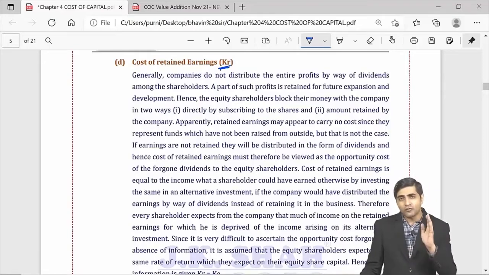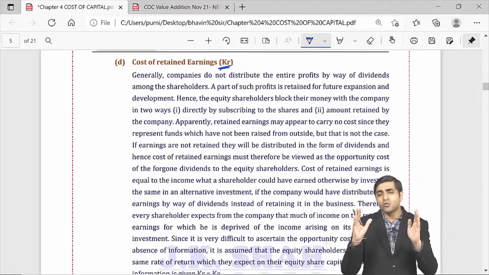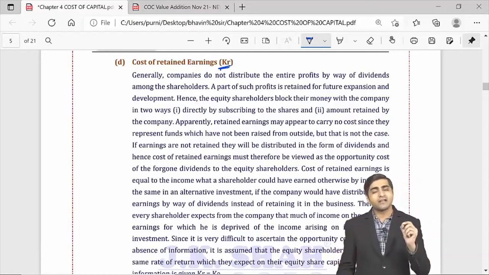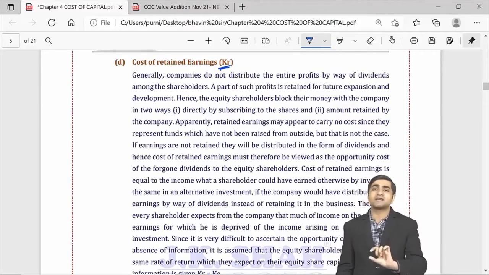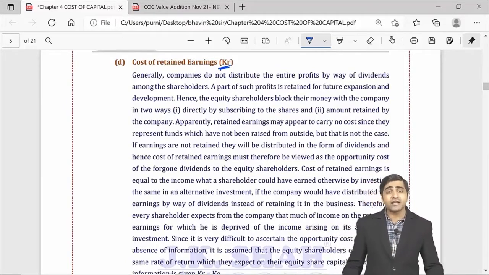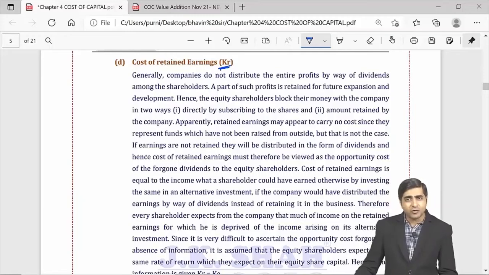Okay. So for calculating your KE and KR, one thing you have to be very sure of: if you see flotation cost, will we consider that for the purpose of calculation of KE? Yes. So market price minus flotation cost. But while calculating KR, will we be subtracting the flotation cost? Then the answer is no. We'll be just taking into consideration the market price per share.